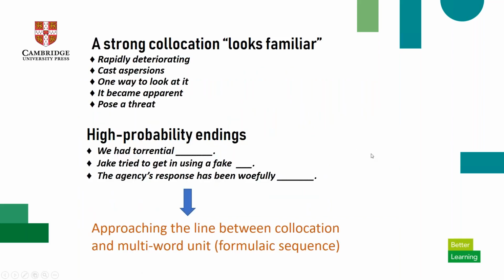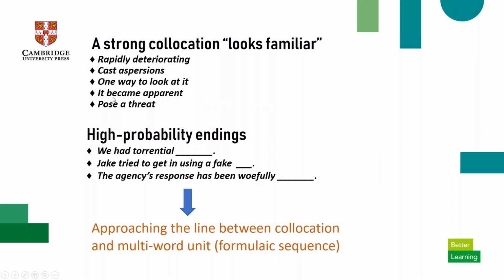So getting back to what a collocation is, a strong collocation, because collocations can be strong, that is very frequent, or it can be relatively weak. But if it's strong, it will look familiar. That is, when you see it, you won't think, oh, well, that's just a nonce occurrence. You will see it and you will say, oh, I've seen that before, like these phrases, rapidly deteriorating, cast aspersions. In fact, I'm not sure I've ever seen the word aspersions without cast next to it.